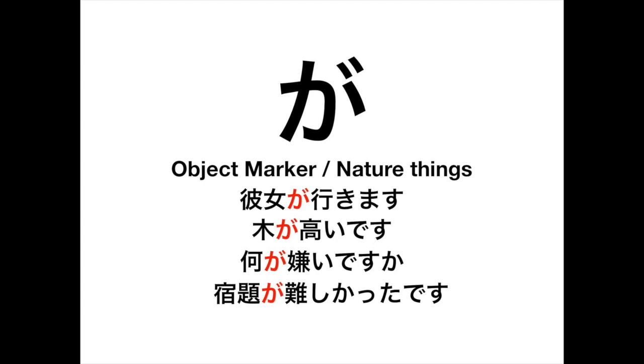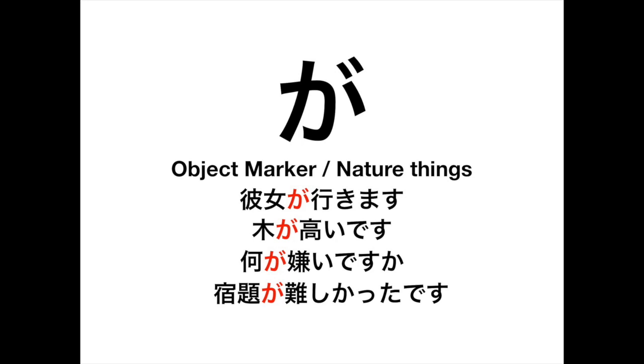And this one's kind of tricky. It's kind of similar to wa, but not really. And it's also used for things that are kind of in nature or out of your control. Okay, so this is like an object marker. And so the first sample sentence we have is kanojo ga ikimasu, which is she goes.